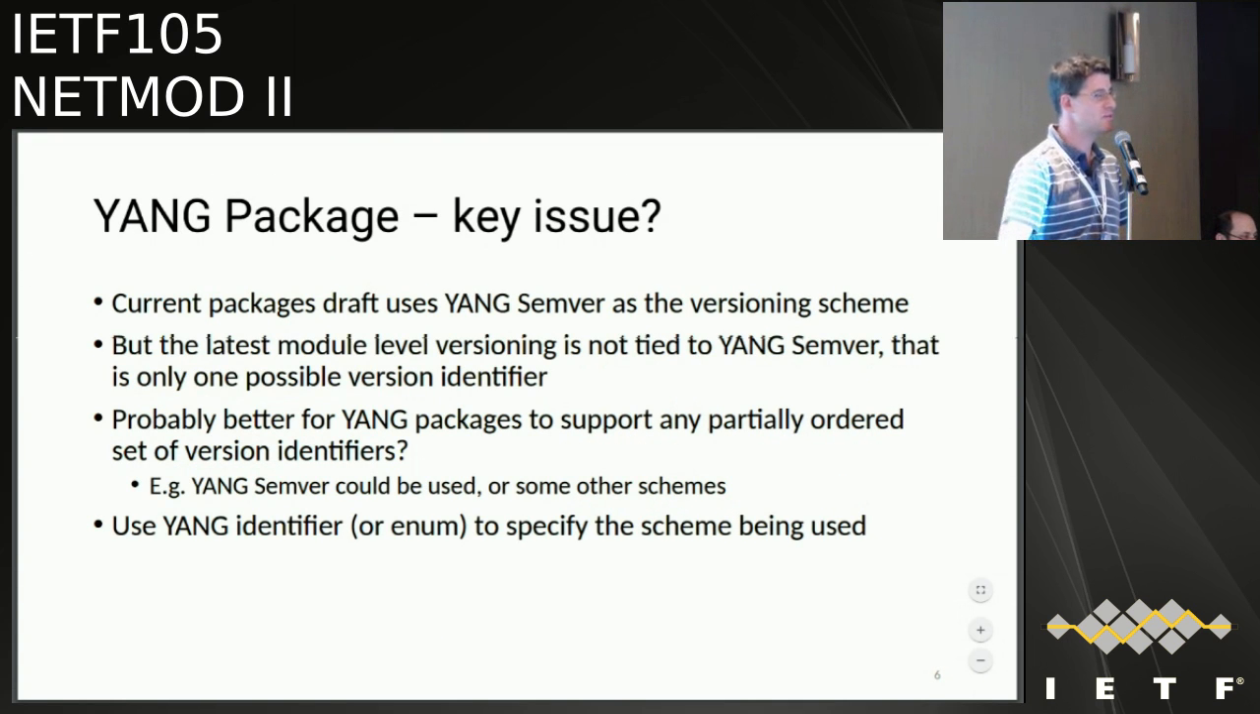And then the key question in terms of updating this draft. So the current package draft uses Yang Semver as the versioning scheme, because that was based on the work that we did for IETF 104, where it looked like that was the versioning scheme we were going to use. But the latest module level versioning now has been decoupled. So the module revision handling and its concept of backwards compatible versus non-backwards compatible changes is separated from the versioning scheme that you're using. So Yang Semver is one of the examples of the versioning scheme you could use. So I think probably it's better for Yang packages also to have that same decoupling. So for it not to be hard coded to a particular semantic versioning scheme, but just to say, actually, it can use any scheme that's a partially ordered set of identifiers and have that more flexibility in terms of what it uses, and allow Yang Semver as one example of what could be used in that case.